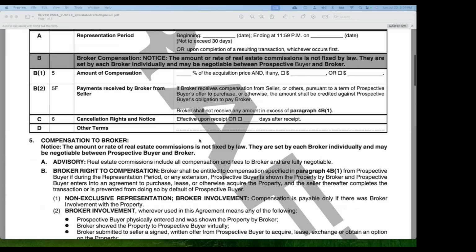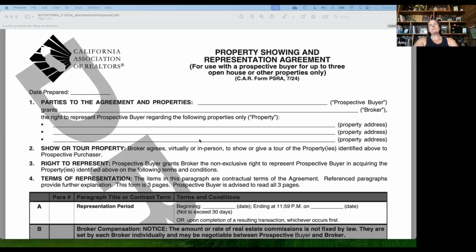I logged in late. Which form is this? Yeah, so this is our new property showing and representation agreement. This is like our temporary representation agreement. I know there were several of you that joined late. So this is like temporary. It's for a max of 3 properties, max of 30 days. So this would be for if you met somebody at an open house and they're like, hey, can we go see this other property this afternoon? We have to have something in place to show them properties. This would be a good form to use before you commit to them for a whole 3 months.